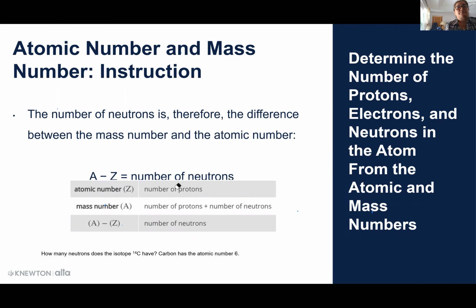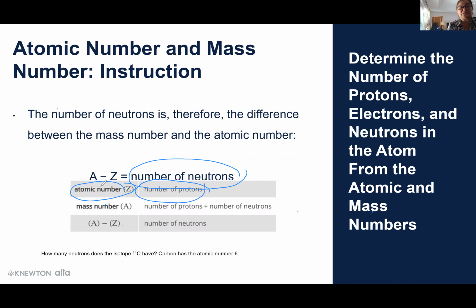Subatomic particles, atomic number, number of protons, number of neutrons, and the electrons. Those are subatomic particles. And using the subatomic particles, we can find out what the atomic number and mass number are for any element. So the number of protons is the atomic number, okay?